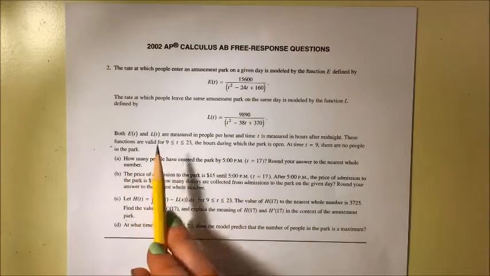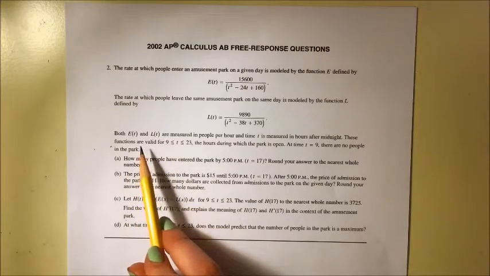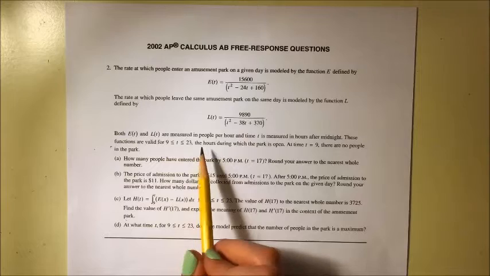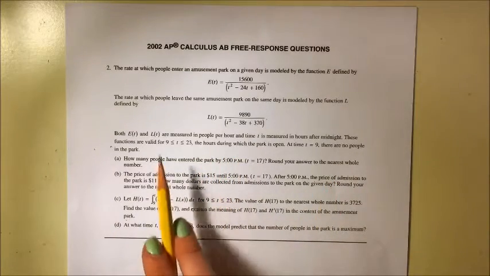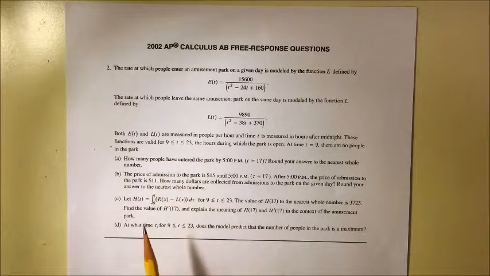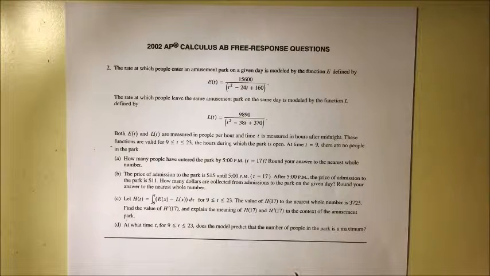As you read further, you see that both E of t and L of t have the units of people per hour, and that the time interval with which you are working is between 9 and 23 hours after midnight. Okay, now that you've read all the conditions of the problem and know what information is given to you that you have to work with, you're ready to move on to actually solving the problem.